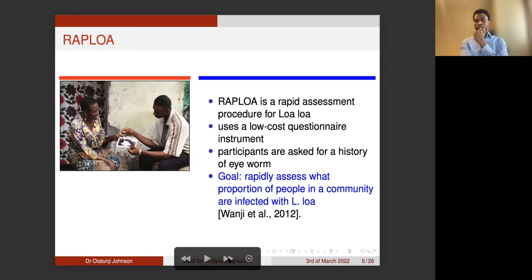So the RAPLOA test is basically a questionnaire. No test is carried out, no blood is measured. They just ask you. So they show a picture: have you had this kind of worm in your eyes before? If you've had it, they just say, okay, this is a case. If you said no, then that's not the case. That's what they've done. And it's basically to identify areas where the prevalence of loiasis is high.